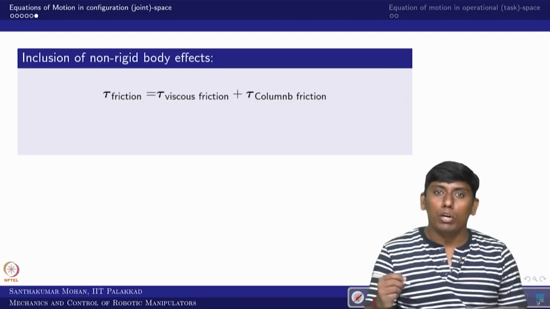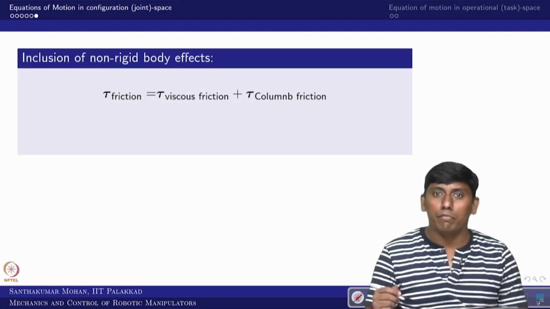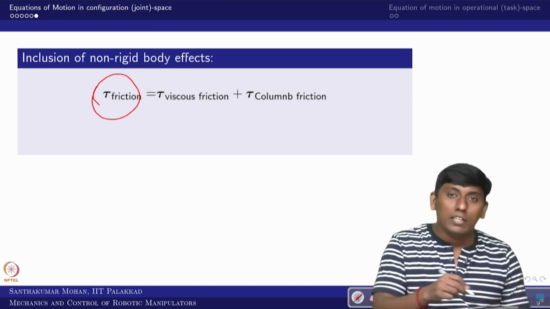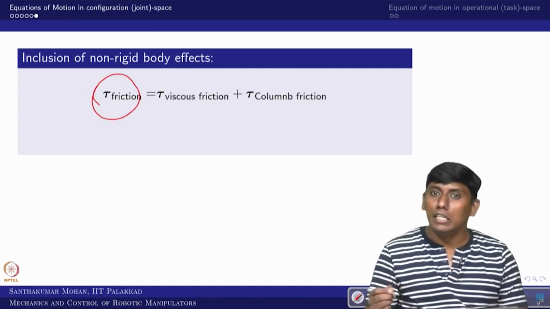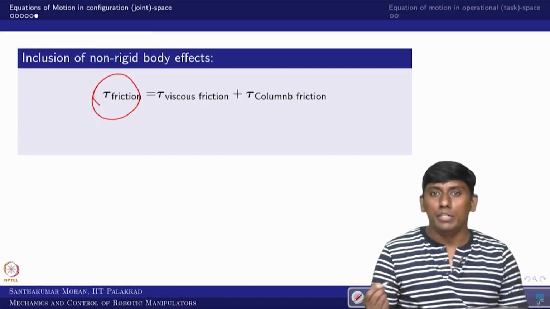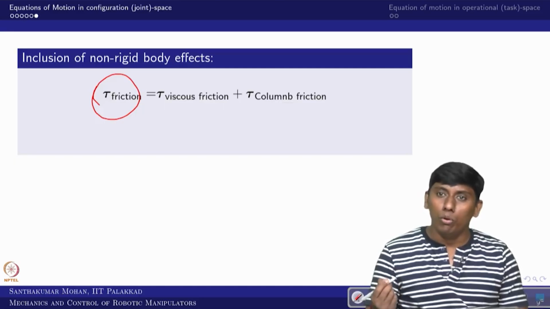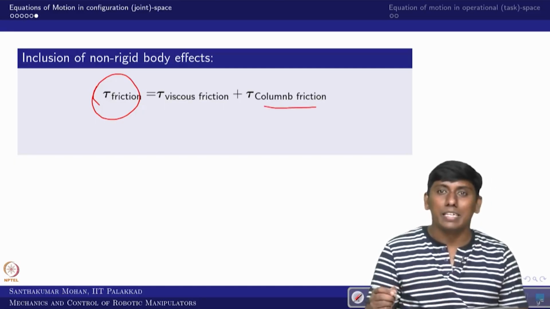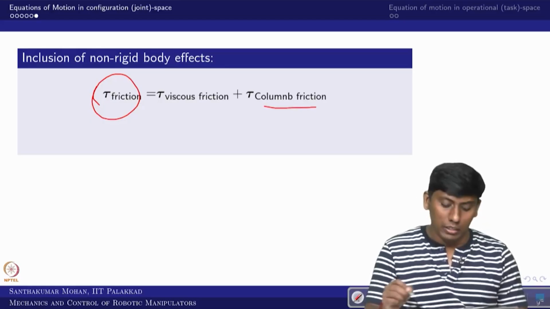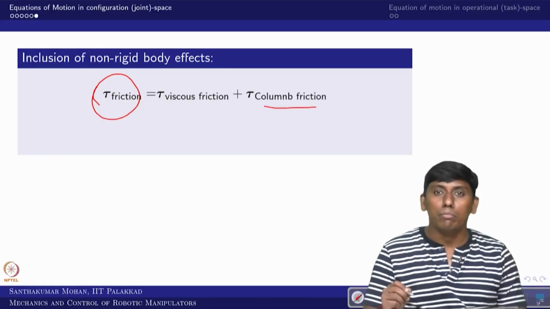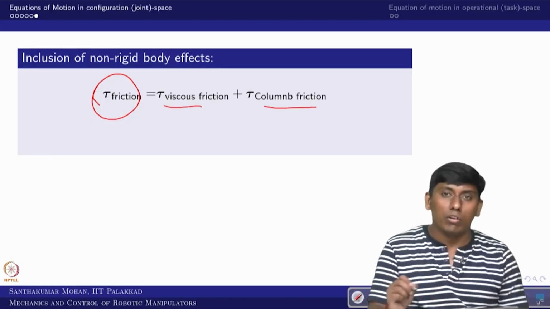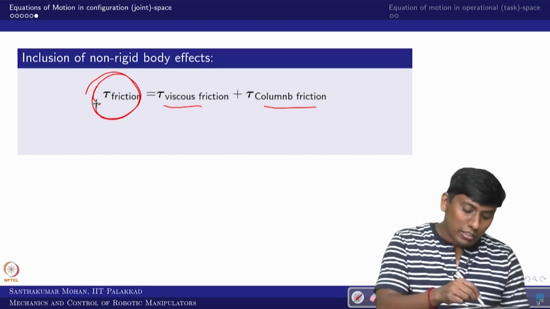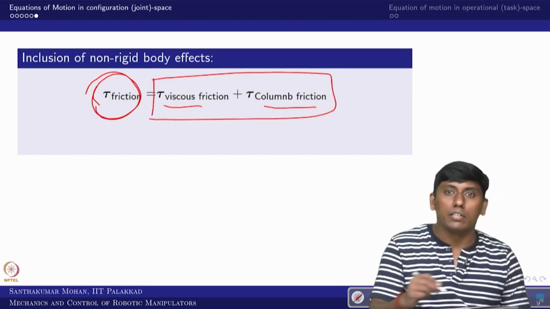You can see, if you want to include the non-rigid body effect, what we are calling non-rigid body effect here is the friction. Usually there are three frictions: viscous, Coulomb and static friction. But we assume that the static, or kinematic, friction is not important. So only Coulomb and viscous come in. In this sense, you can write this tau friction term as two additional terms.